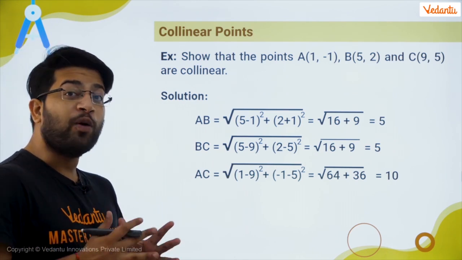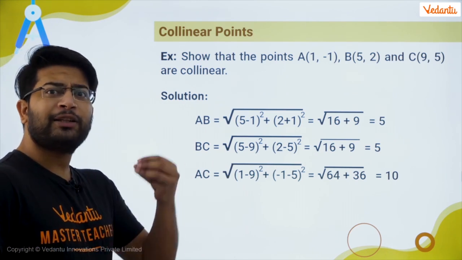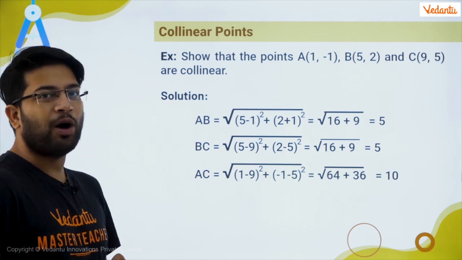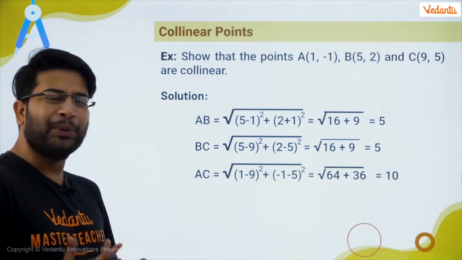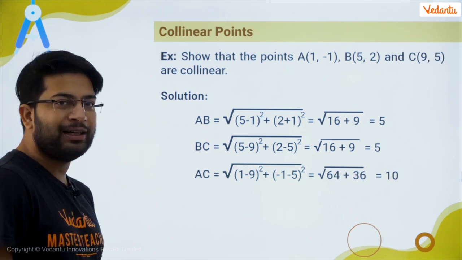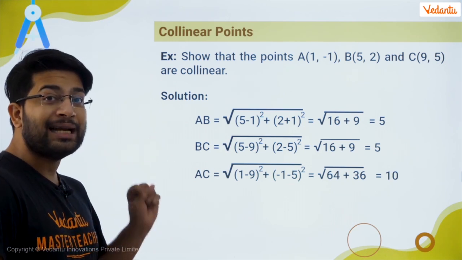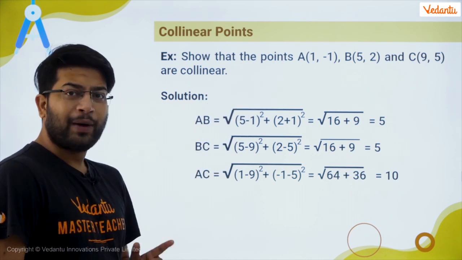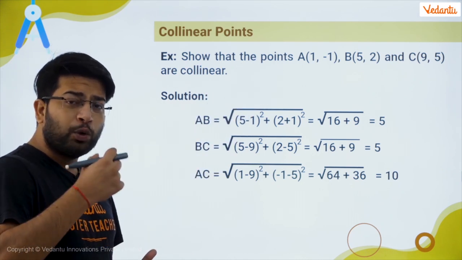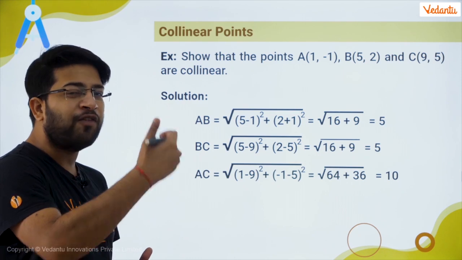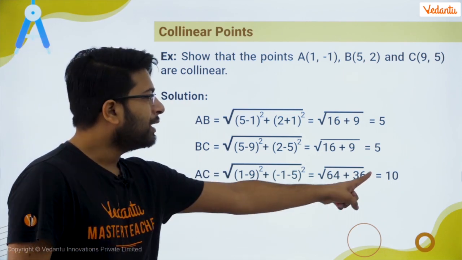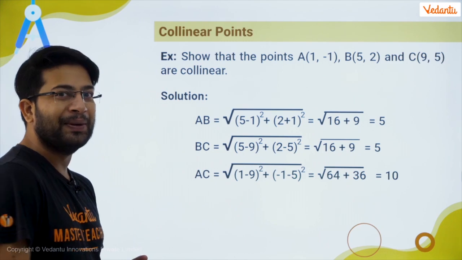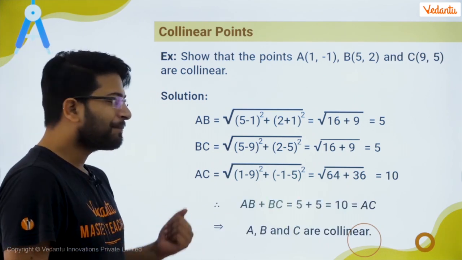If I have to find whether the 3 points are collinear or not, and the coordinates of the points are given to us, what to do? Find every possible distance: AB, BC and CA. Now, if the points are collinear, the distance between 2 points will be equal to the sum of the other two distances. Look here: 10 is equal to 5 plus 5. That means points A, B, C are collinear. I hope it is clear.